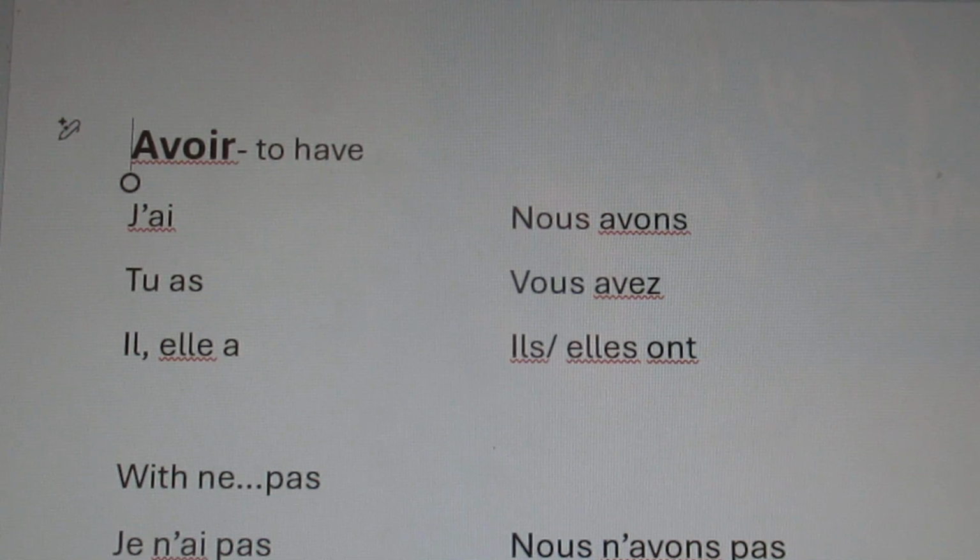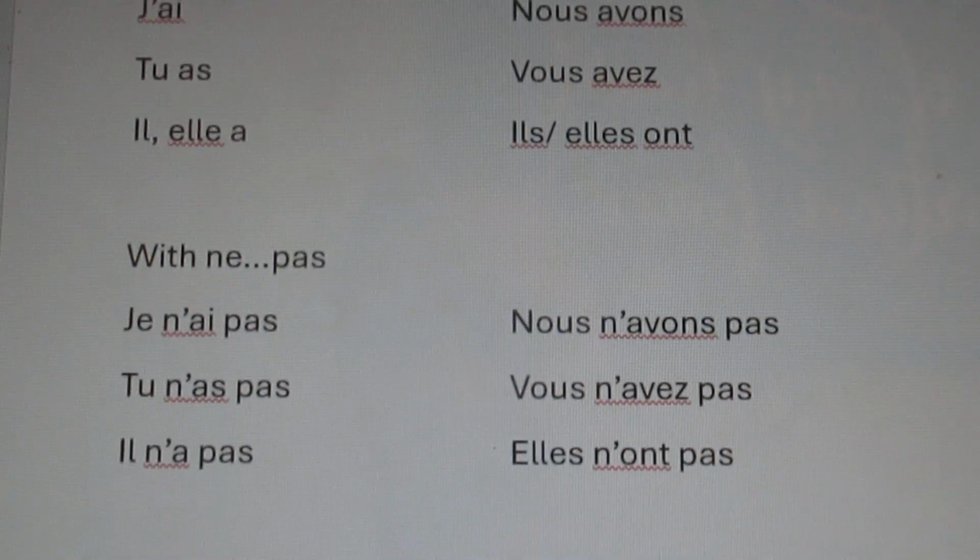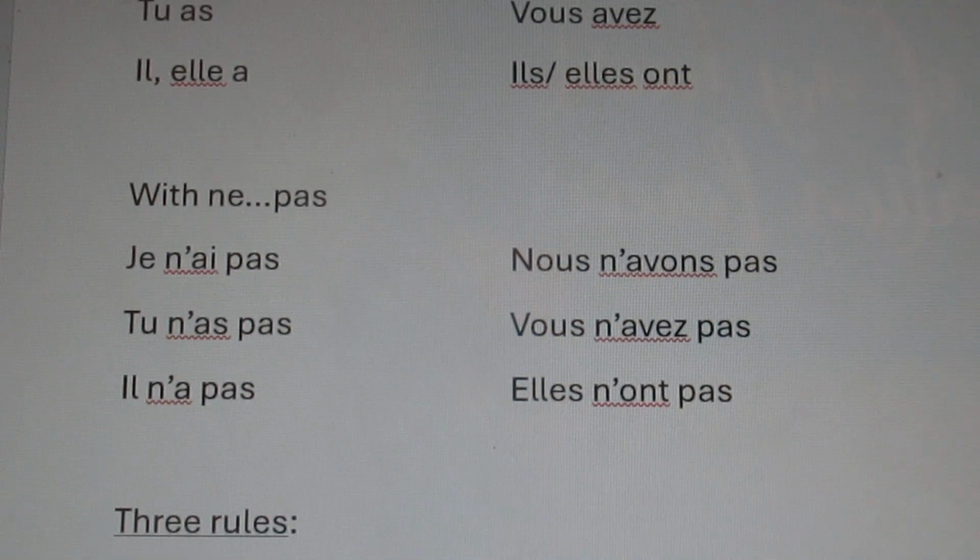So this is avoir, and now we're going to build on that verb, and we're going to look at negation. We're going to look at our ne pas. And if you remember from what we studied before, we looked at ne pas as like a sandwich, right? The ne goes first, the verb goes in the middle, and the pas is the other slice of bread of our sandwich. So we're going to have je n'ai pas, tu n'as pas, il n'a pas, nous n'avons pas.